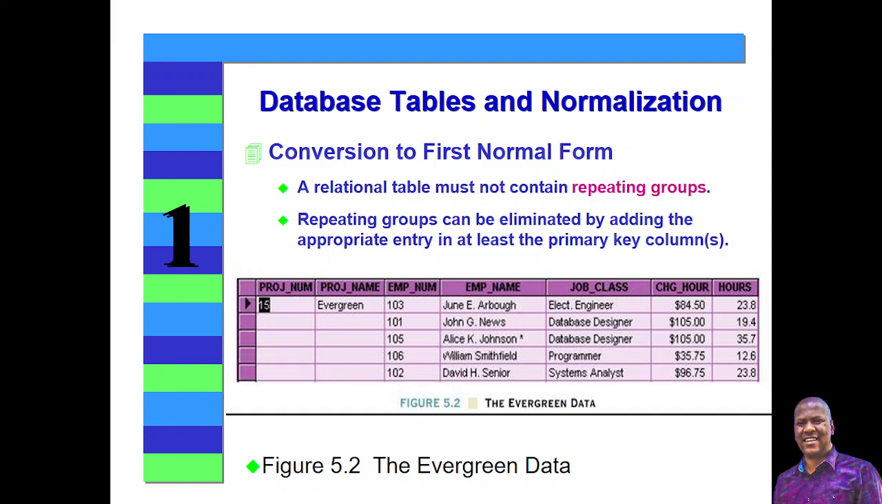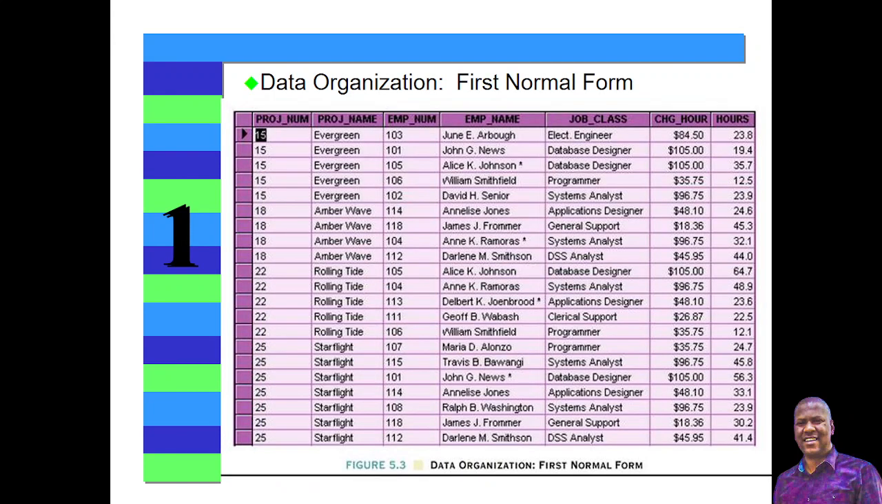Within the first normal form, kindly take note, every relational table must not contain any repeating group of data, right? Again, repeating groups can be eliminated by adding the appropriate entry in at least the primary key. So we must have a primary key. That's the guiding principle of the first normal form, so that we eradicate the repeating groups.